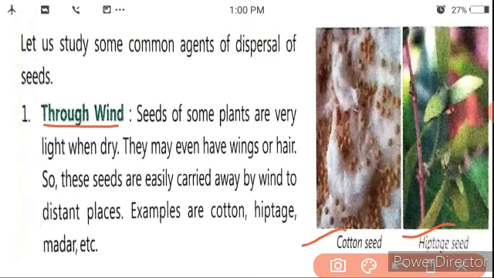See, the cotton seed becomes very light when dry. Similarly, the hiptage seed will also become very light when dry. Very light means they become weightless. So, when it is weightless, it will be very easy for the wind to carry those seeds from one place to another place or to distant places. So, in this way, the wind is very helpful.